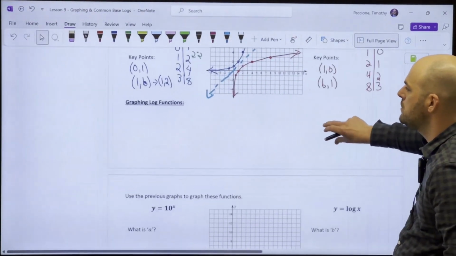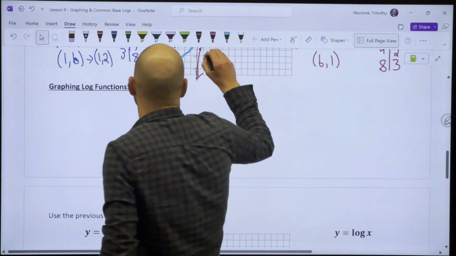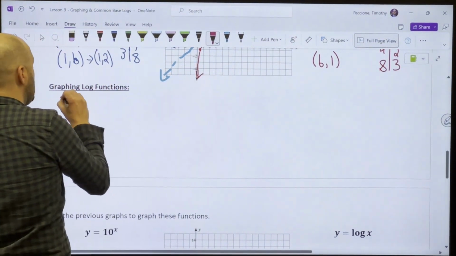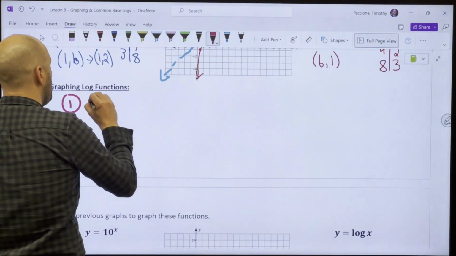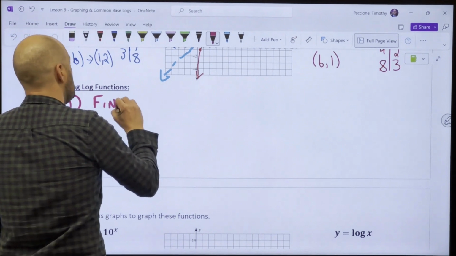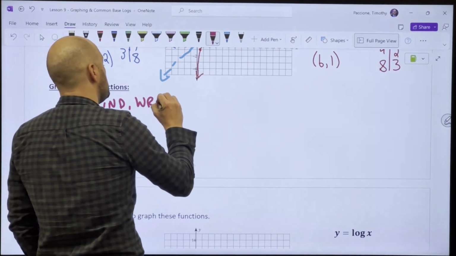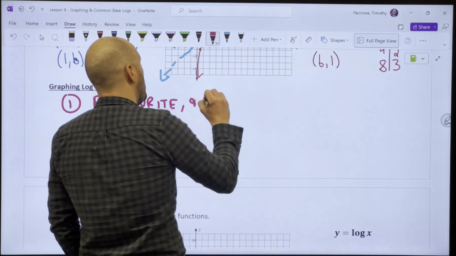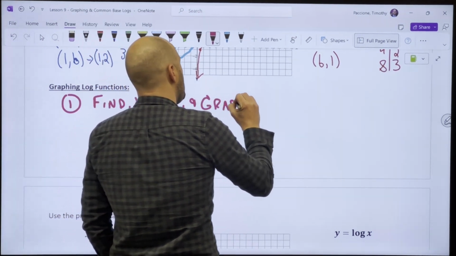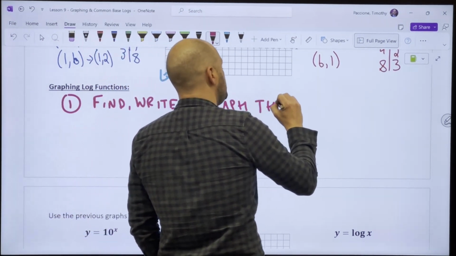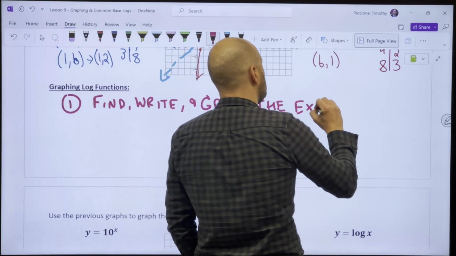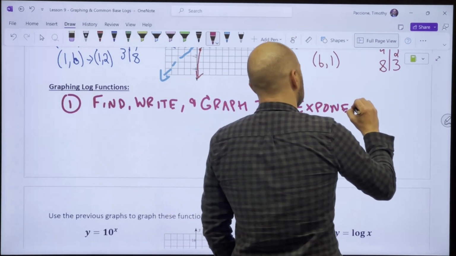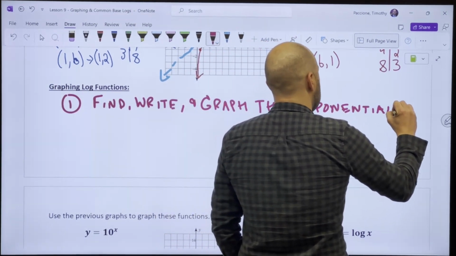Try it with, well, hold on. Let me write the steps. They're very simple. Step 1, you find, write, and graph the exponential inverse.